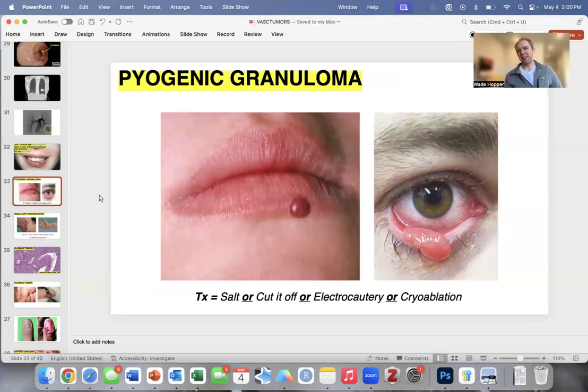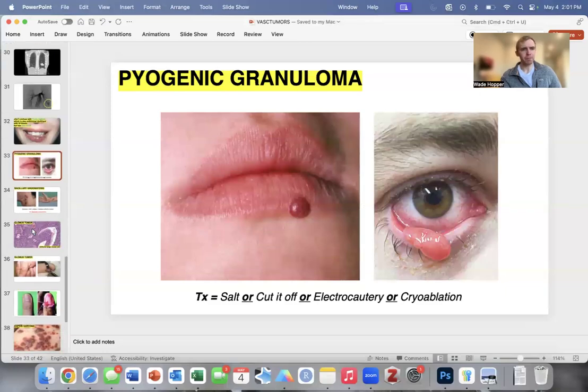Here's one on the lip. You can get them in atypical spots on the eyelid even. That'd be really bad. But a lot of different treatments. You can put salt on one of these, and sometimes that works. Kind of like putting sugar on a prolapsed ostomy stoma. Or you could just excise it. It may come back if you just use a sharp blade. You could burn it and really coagulate it, or you could try cryoablation. A lot of different things you can try.